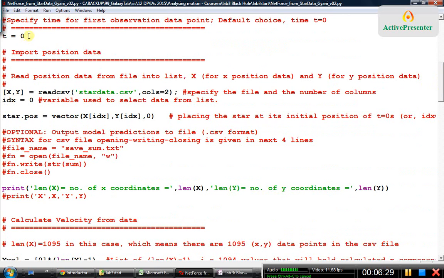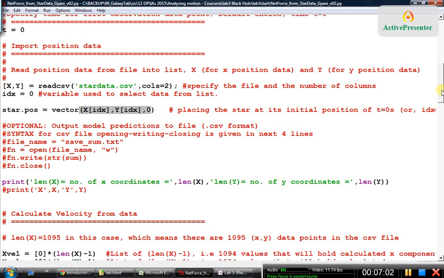So my simulation starts at t equal to 0, and in this line I read the xy coordinates from the star data.csv file provided in the problem, and the initial position of the star is set here. Here the index value is 0, so it reads the first row of the spreadsheet of the CSV file and stores those coordinates as the coordinate of the position of the star at t equal to 0.